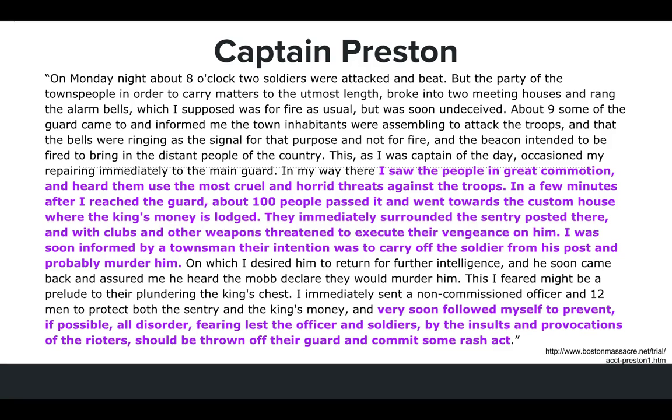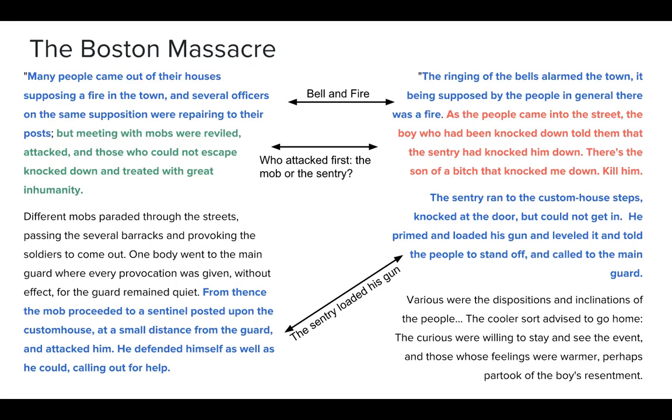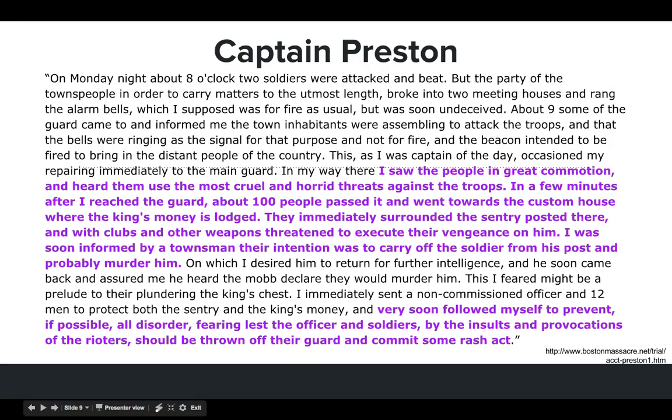And what my role was, to come in and stand in the middle. So if we look at these two accounts, we can imagine that Preston's actually sitting in the middle here. We've got Gage barracking for the British, we've got Adams barracking for the Americans, and then we've got Preston, who comes and sits in the middle and tries to negotiate both parties, right? So he comes in to prevent, if possible, all disorder.